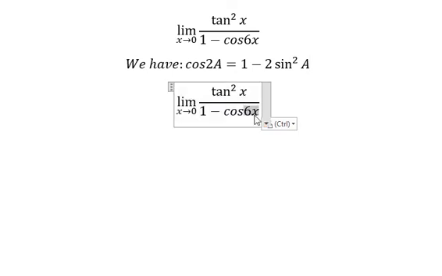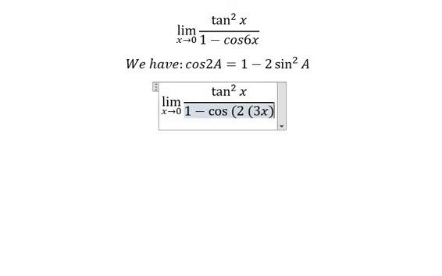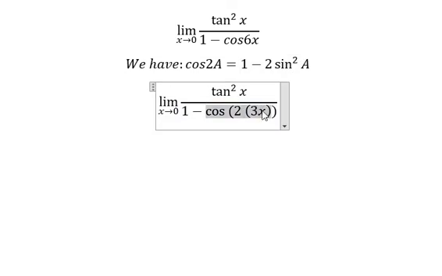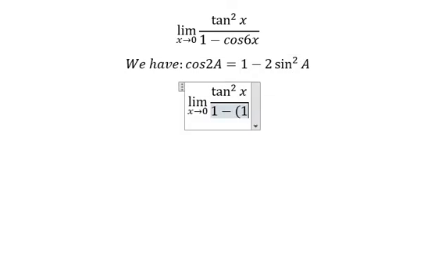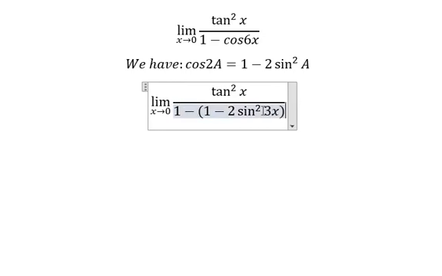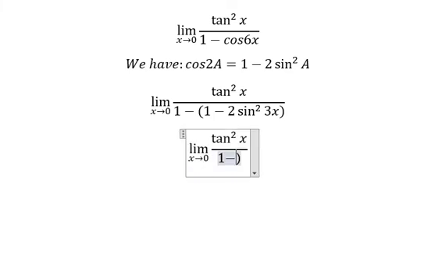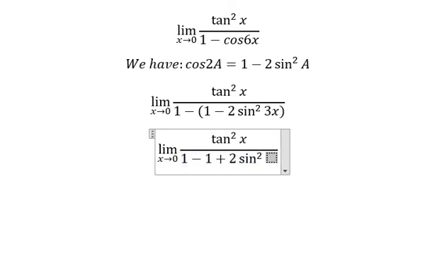6x, that's about number 2 multiplied by 3x. So capital A represents 3x. If we transform this one into this one, you will get 1 minus 2 sine 3x squared. Because we have the negative sign in here, we need to open parentheses, and we have negative number 1 plus 2 sine 3x squared.